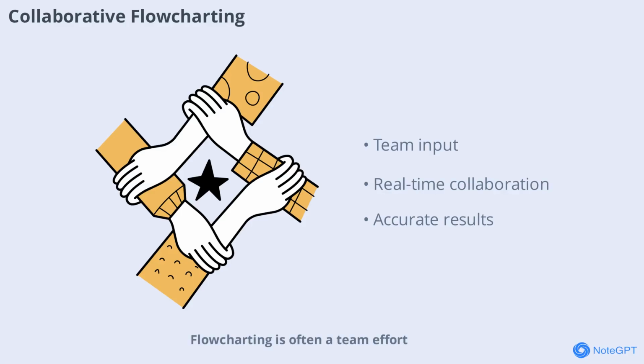Flowcharting is often a team effort. Working together allows everyone to contribute their ideas and spot potential problems. Many software tools support real-time collaboration, so multiple people can work on the same flowchart at once. This makes it easier to build accurate, effective charts that reflect everyone's input.